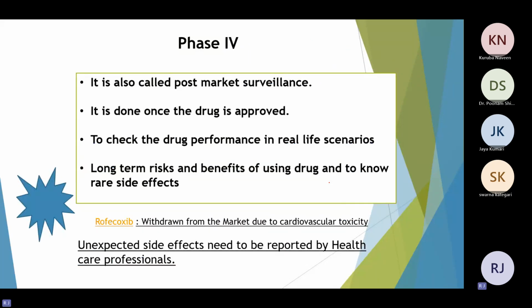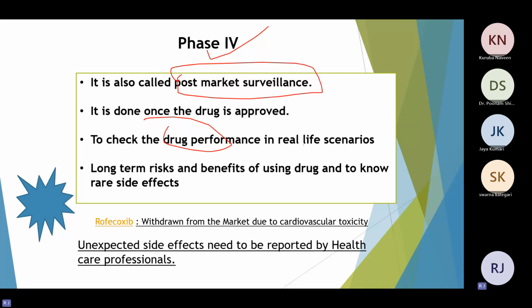Now, once drug is approved by the regulatory authority, what happens? The phase 4 starts. Okay, it is also called PMS studies, post-market surveillance studies. Okay, always remember it is called PMS study, phase 4, and this is done after drug is approved. And why it is done? To check the drug performance in the real world scenario.